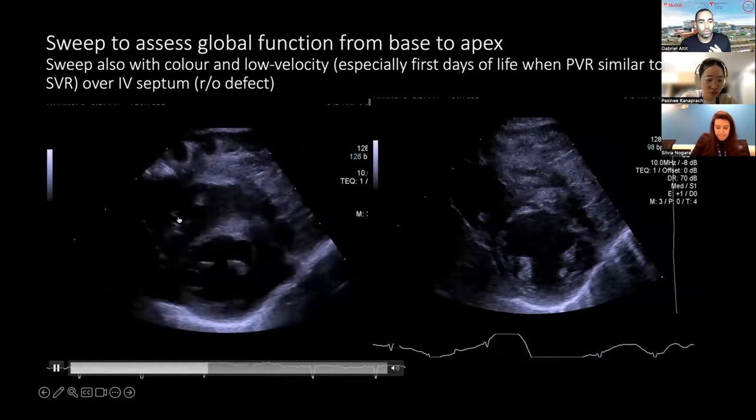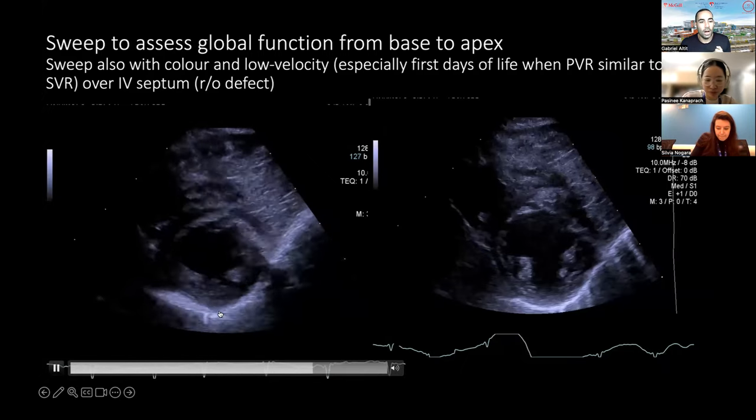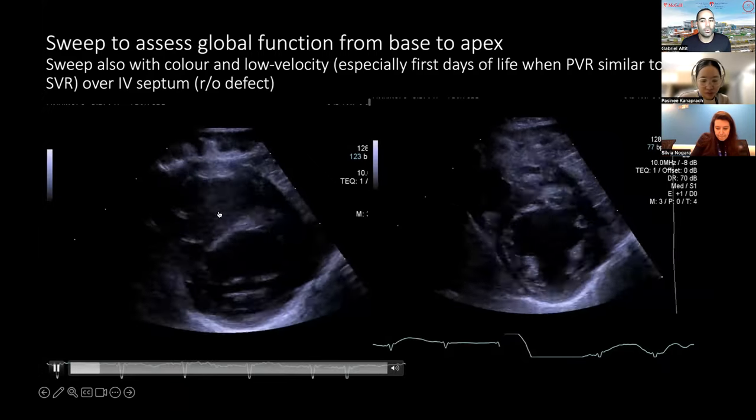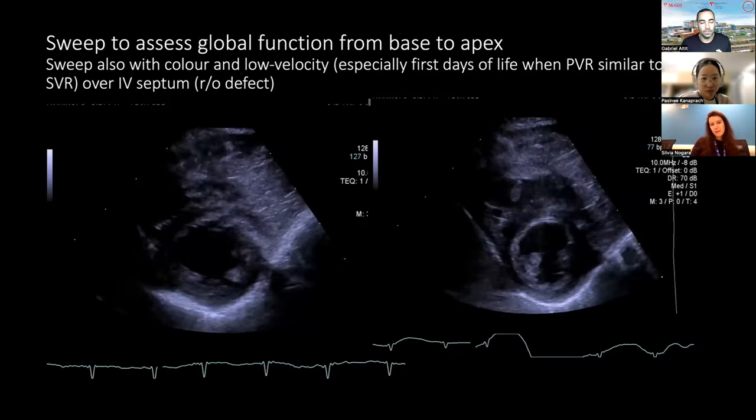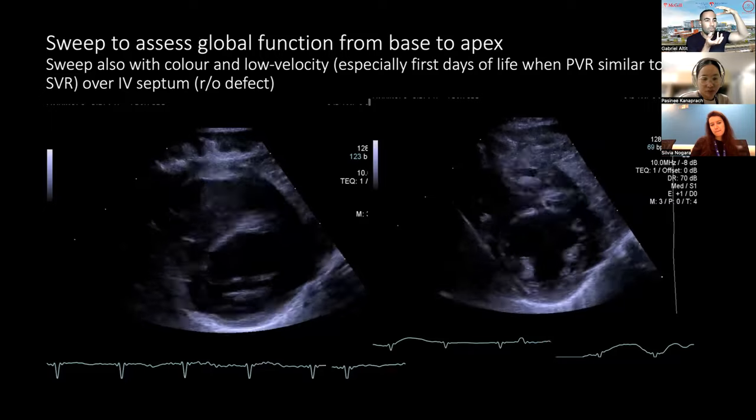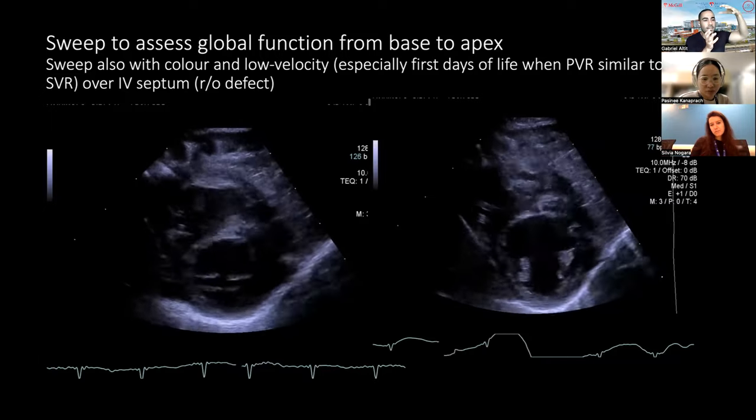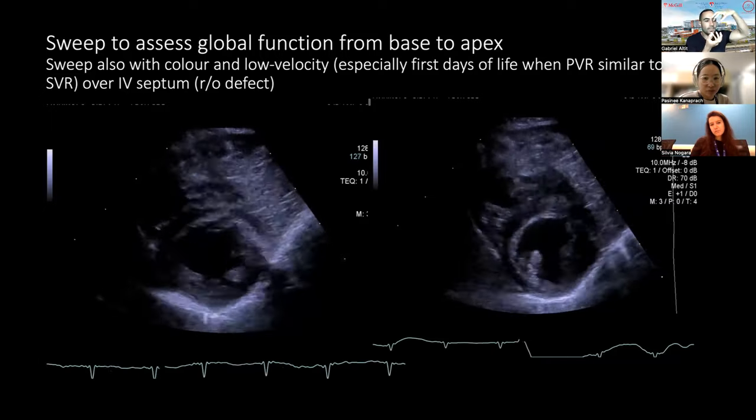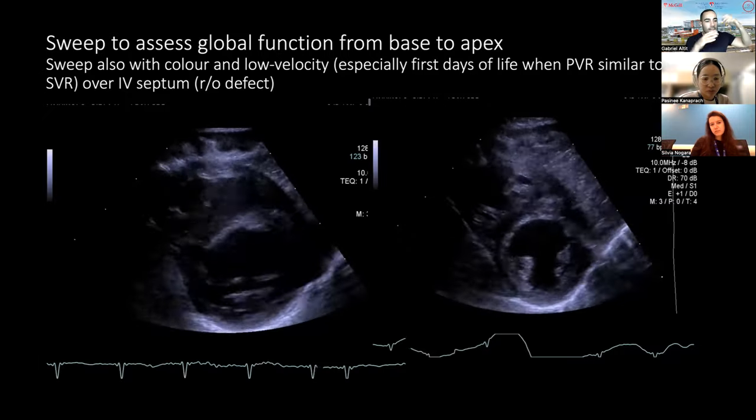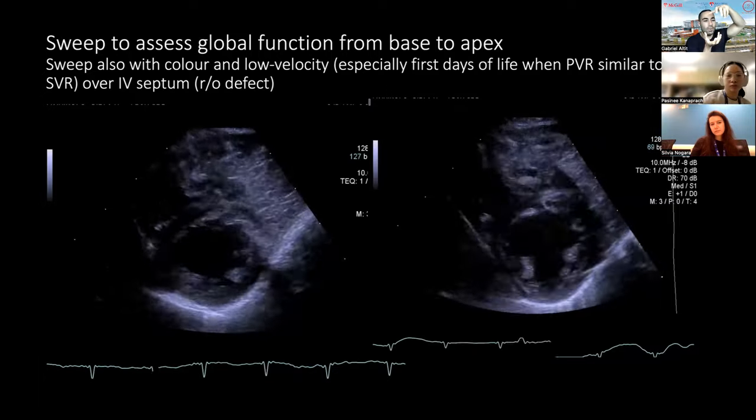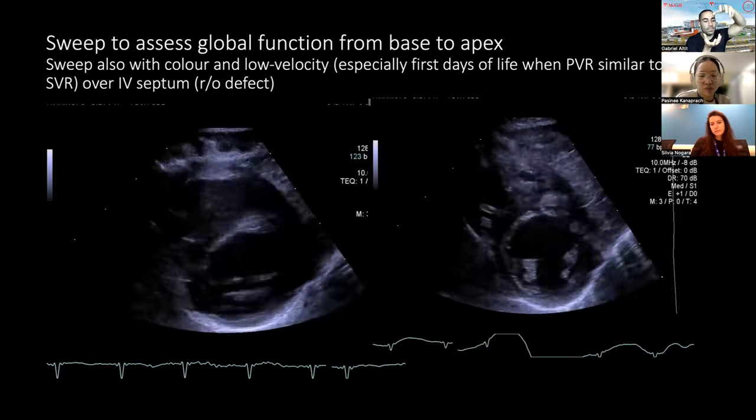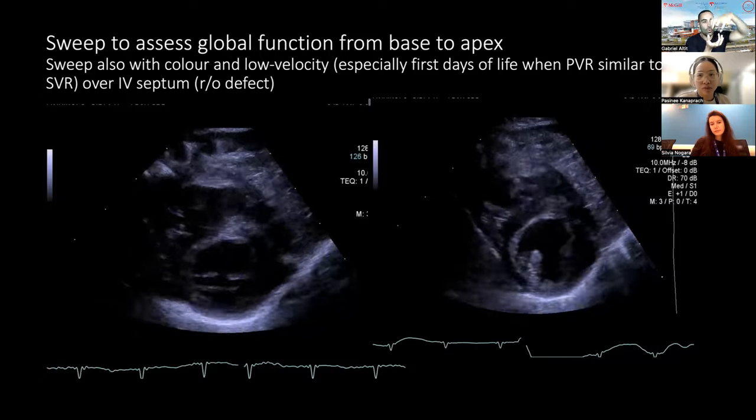So this is a sweep from the mitral valve up to the apex. Very important to see the apical function. Remember that when the ventricle is contracting, it has this distortional aspect to it. It contracts towards the inside and it has a bit of a longitudinal contraction. And typically it's going to be a motion from the base of the ventricle to the apex.